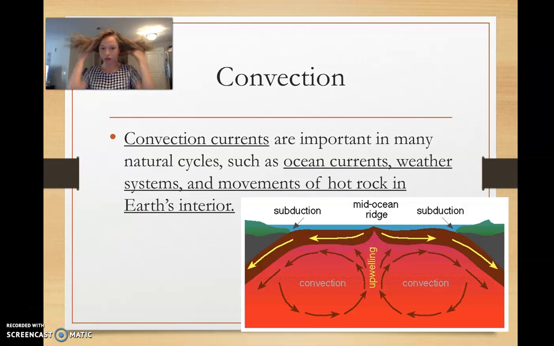Convection currents can also be very important in many natural cycles. So the ocean currents, same thing, they are in a current. Weather systems happen in currents. And the movement of hot rocks in the Earth's interior is also going to be due to convection currents.